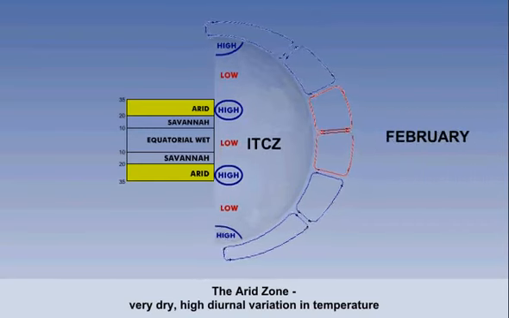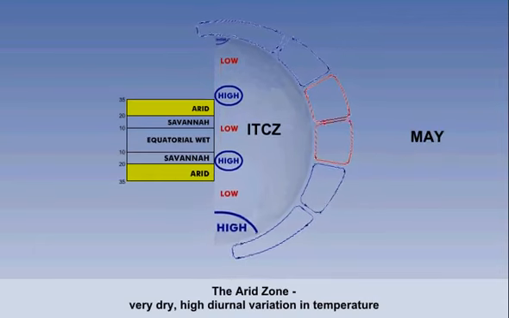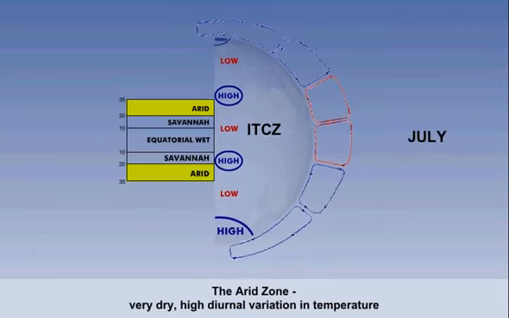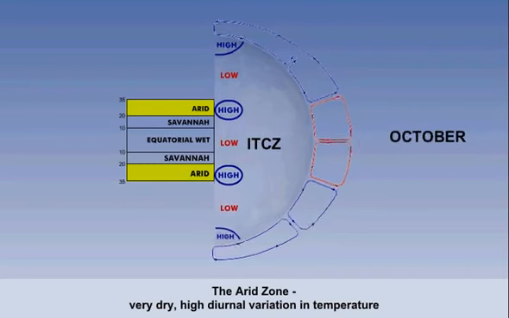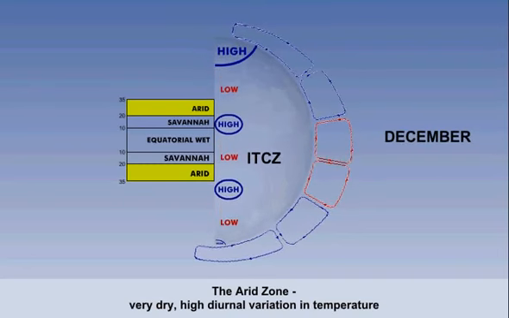Watching the animation, we can see the transition of the ITCZ and pressure systems. Notice that the ITCZ doesn't fully penetrate this zone, and throughout the year, the subtropical high is still dominating the region.